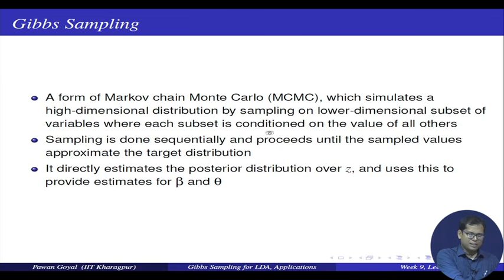Sampling is done sequentially and proceeds until the sampled values approximate my target distribution. It directly estimates the posterior distribution over z and uses this to provide estimates for beta and theta. So we will find the distribution over z and then use that to compute my theta and beta, and we will see how we do that.